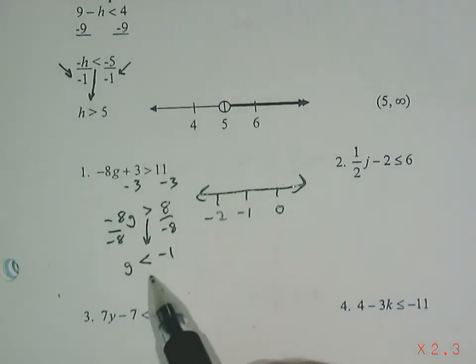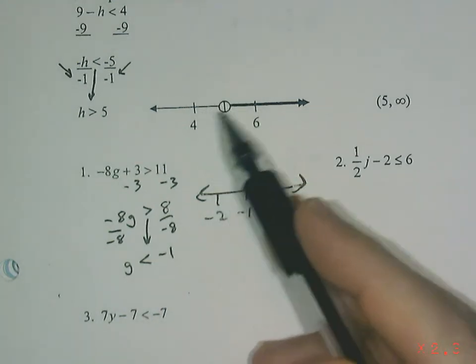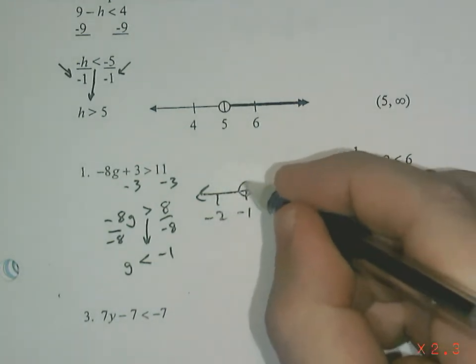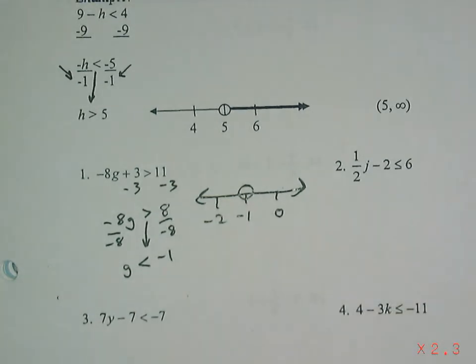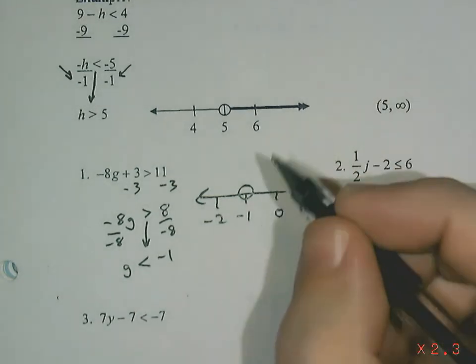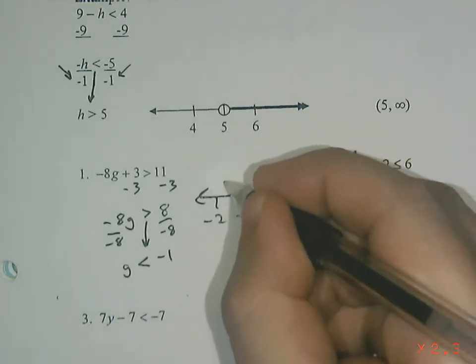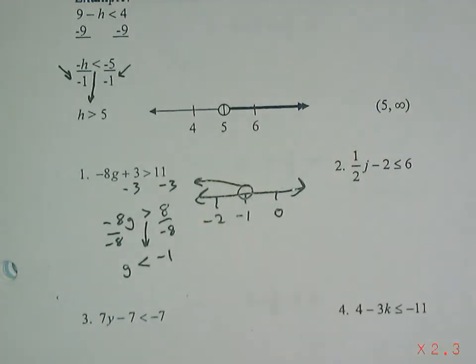All right. So we look at our symbol. It is a regular inequality, so that means it's going to be an open circle. So open circle at negative 1. And then the alligator is eating the number, negative 1, so that means our variable is less than. So it's going to go to the left.